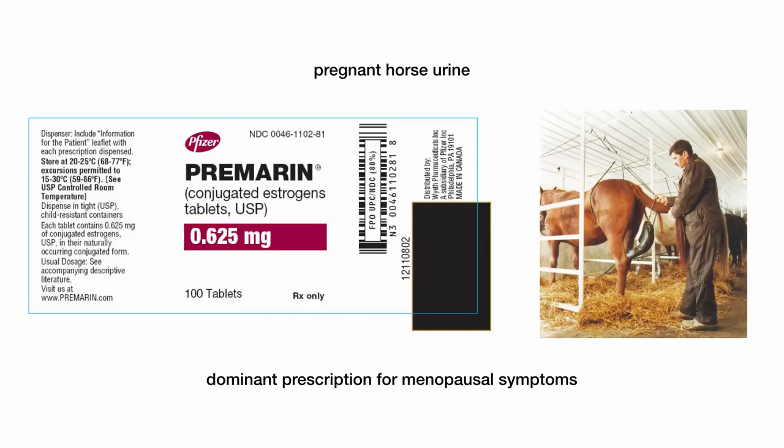These estrogens isolated from urine are conjugated estrogens, meaning that they are not potent enough for gender transition therapy, but enough to treat symptoms of menopause, such as hot flashes. However, since the 1970s, research has showed that Premarin, what you see on the slide, has greatly increased breast and endometrial cancer in its users.